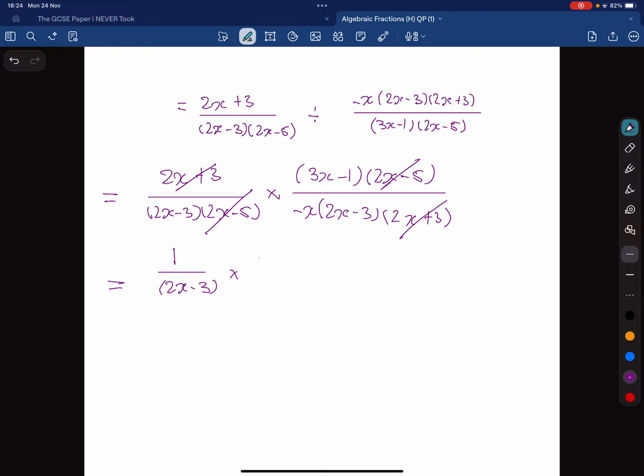multiplied by, we then have 3x minus 1 over minus x, 2x minus 3. So this is then applying that same principle to make, well, you don't even need to do that. This is just 1 times 3x minus 1 for the numerator. 3x minus 1 over 2x minus 3 multiplied by minus x. So that then becomes, this is negative because you've got the minus under there. So we have minus x, 2x minus 3, 2x minus 3 all squared.